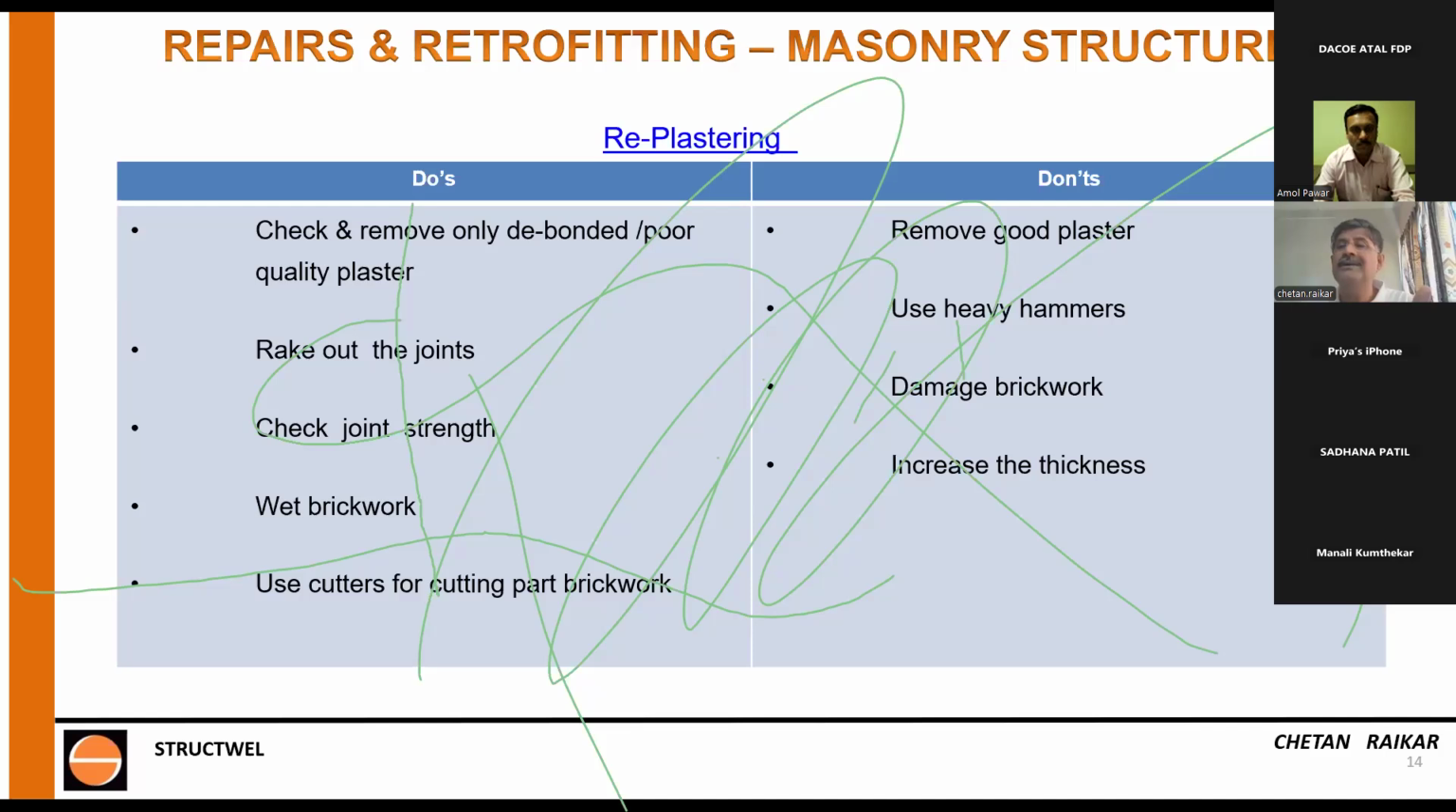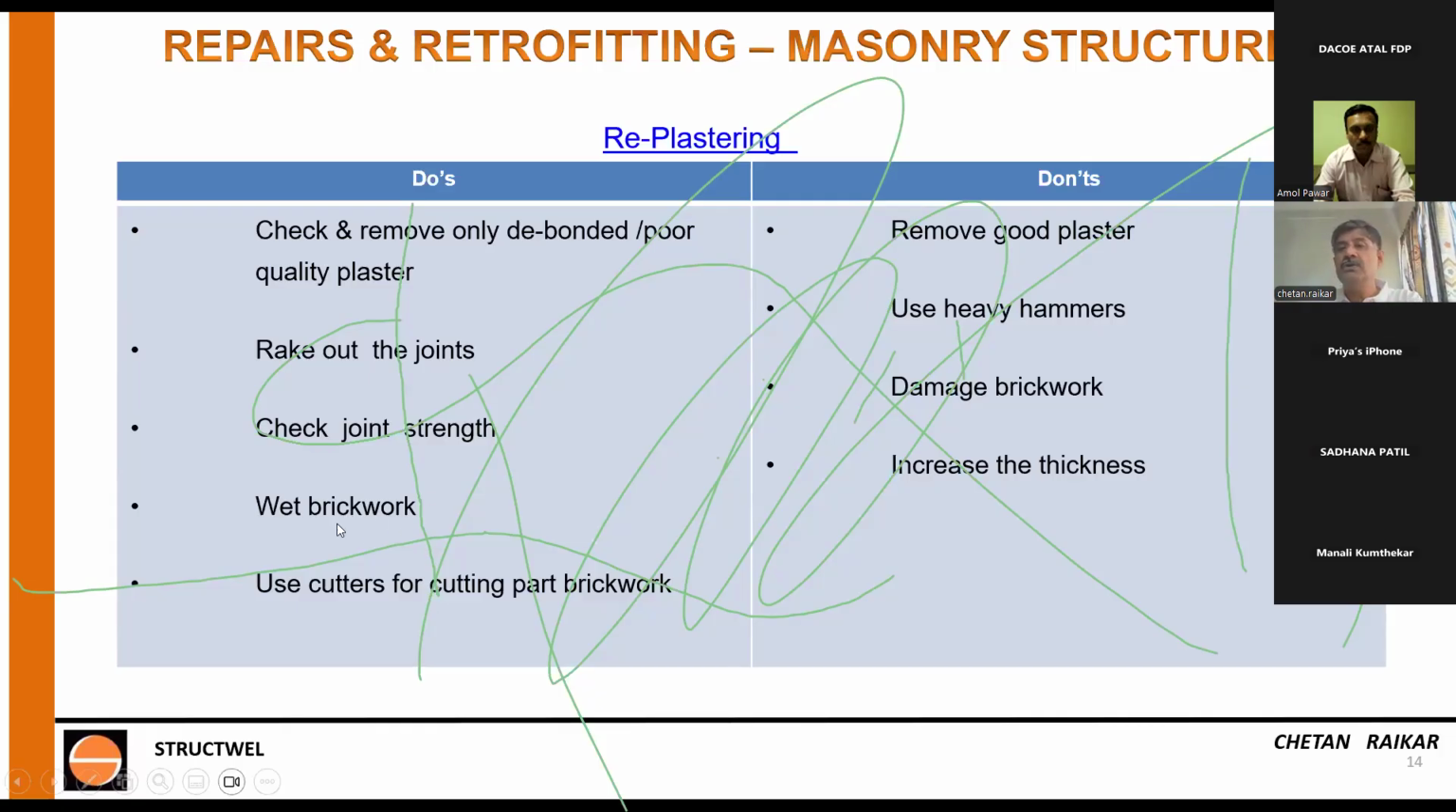We need not. We can replace only the top 1 centimeter or so. Outermost 1 centimeter on both sides. That's it. We need not remove the entire load bearing. If it is a load bearing masonry, friends, there is a huge factor of safety, particularly in old constructions. Huge factor of safety for the kind of load that the structure is expected to take. So let's not worry too much about the strength of the mortar. So this is what I mean by check the joint strength.